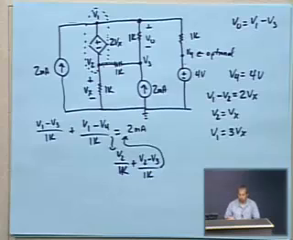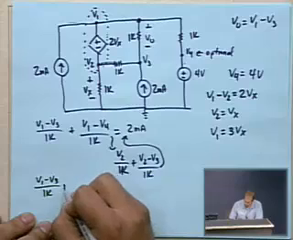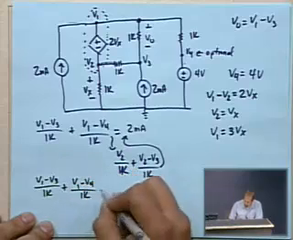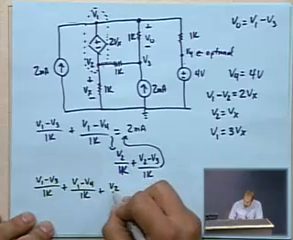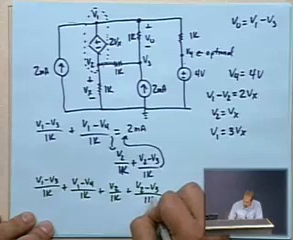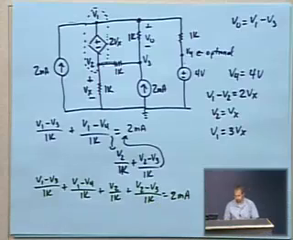Let me clean that up so it doesn't look ridiculous. We've got V1 minus V3 over 1K plus V1 minus V4 over 1K plus V2 over 1K plus V2 minus V3 over 1K equals 2 milliamps. And that's just cleaning up that equation so that it's not kind of ugly and goofy looking.